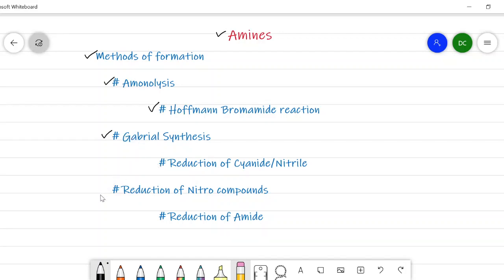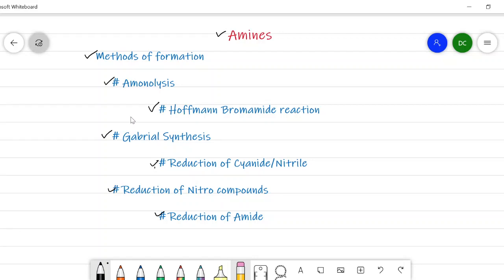And the other three methods are the reduction of cyanides, reduction of nitro compounds and reduction of amides, in which there is a conversion of either CN into CH2NH2, NO2 into NH2, or, in the case of reduction of amide, CONH2 is converted into CH2NH2. In this way, three methods use the reduction process, and the other three methods are ammonolysis, Hofmann and Gabriel synthesis.